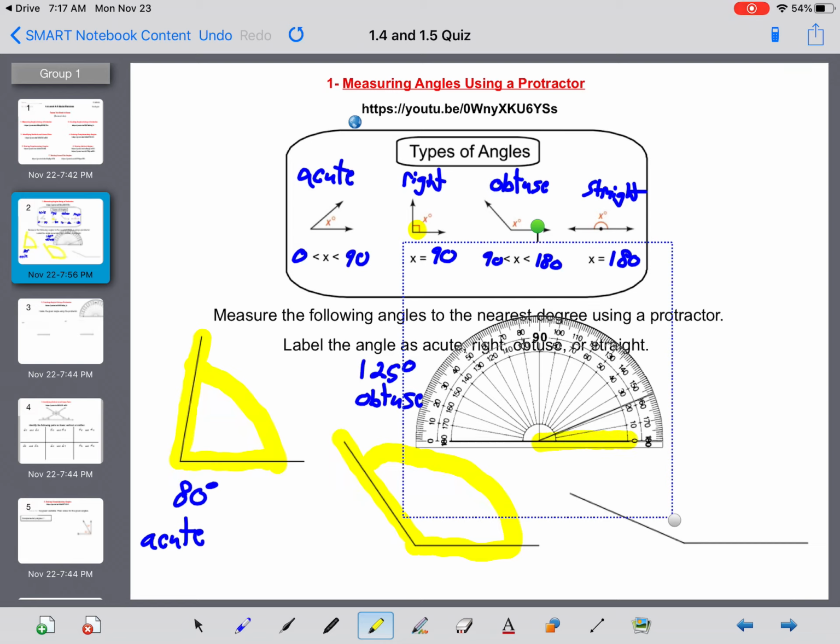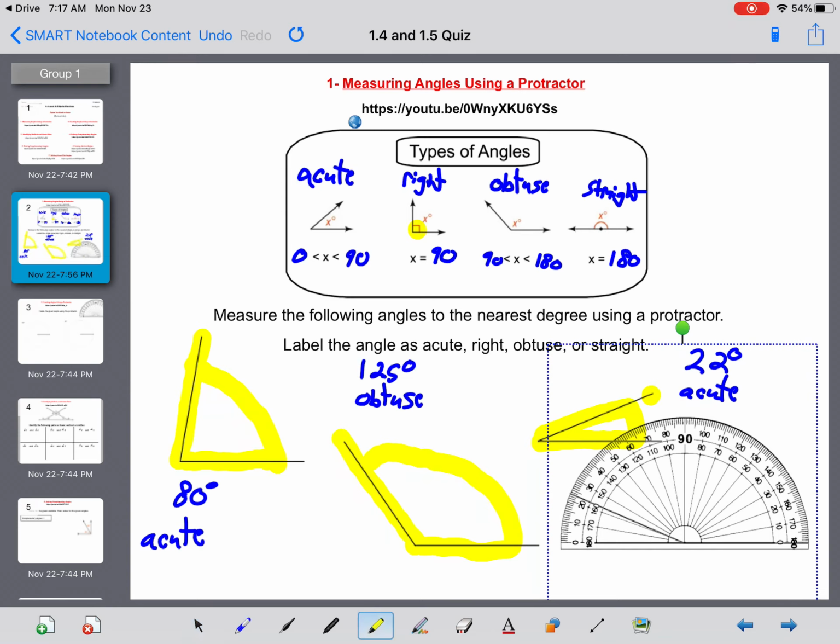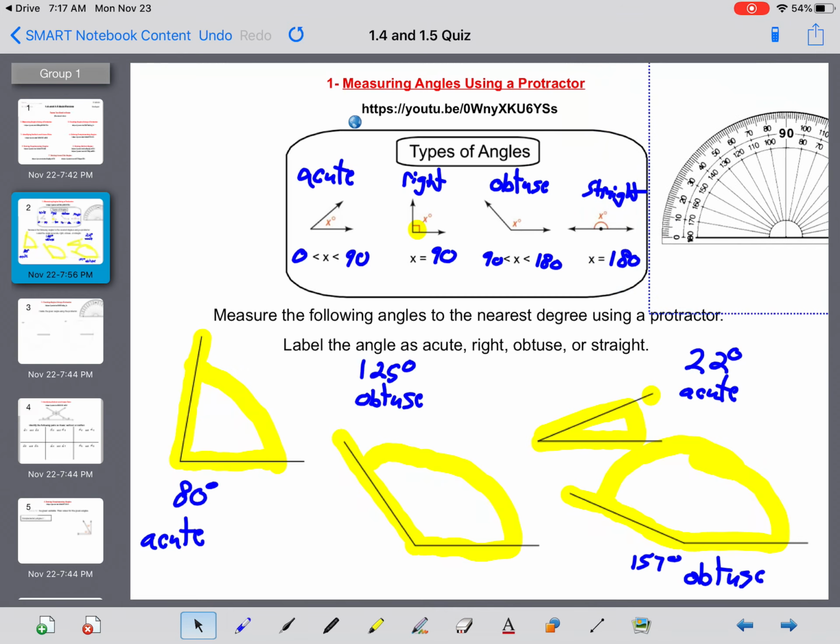Okay, here we go. Again, follow across and up. We're a little past 20. And if you look at the top there, it looks about 2 tick marks past 20, so we'll say 22 degrees, acute. Your last one. Again, follow around from 0 all the way around to the line. And it's almost at 160. It looks a few behind it, so we're going to call this one 157 degrees, which is obtuse. Okay.